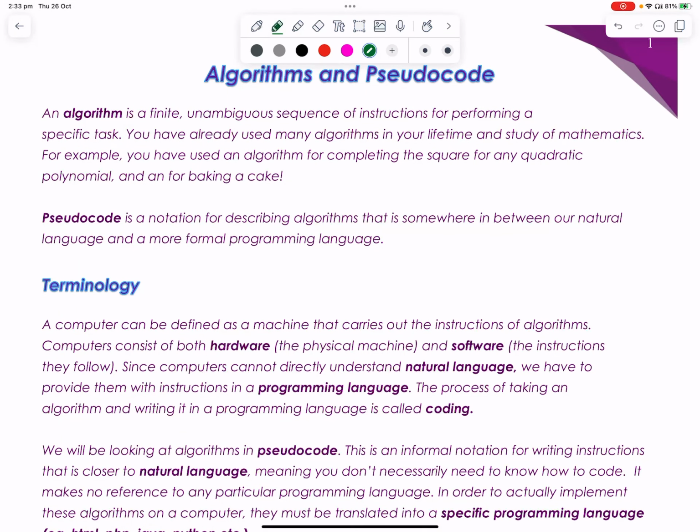So here, the definition in the textbook: it's a finite, unambiguous sequence. So it's got to stop. That's what finite is. Can't go on to infinity. And it's an instruction for performing a specific task. So you've already seen many algorithms in your lifetime of studying maths, like completing the square for any quadratic polynomial, or baking a cake.